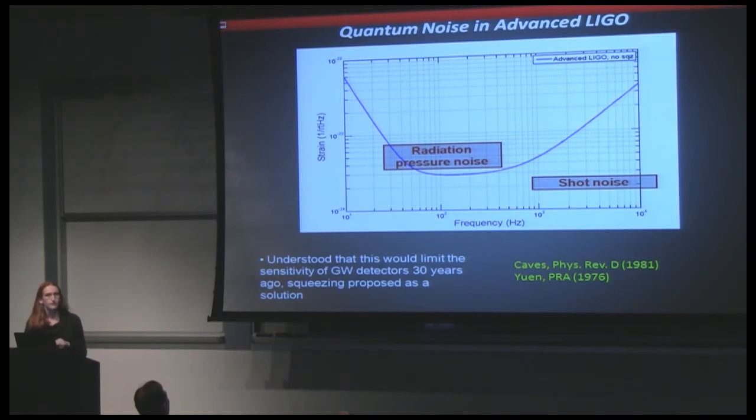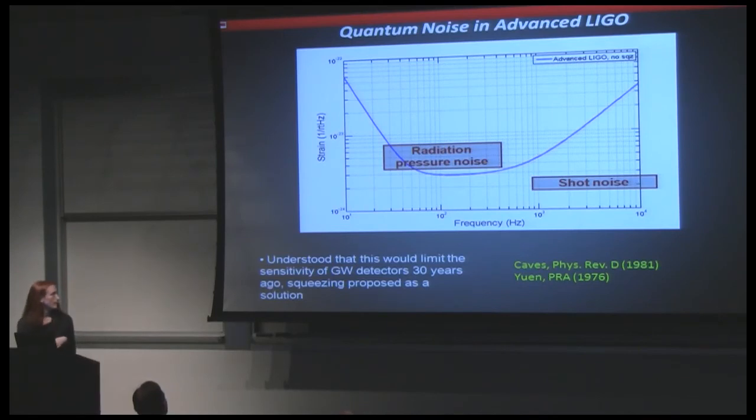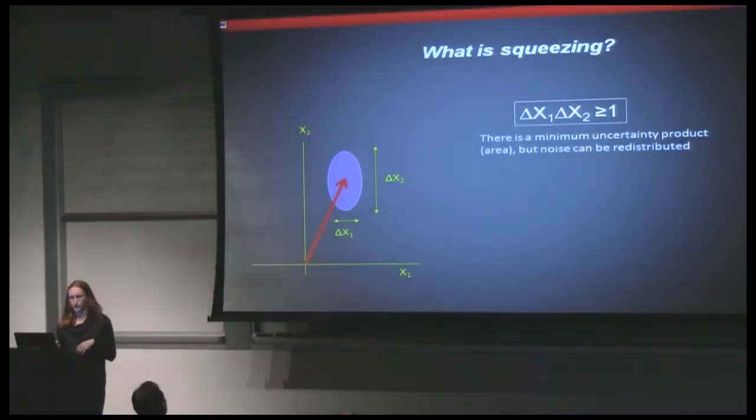At low frequencies it's radiation pressure noise. So the shot noise comes from random photon arrival times, so from phase noise, and then at low frequencies, the amplitude noise moves the test masses, so that causes a radiation pressure noise. So it was understood over 30 years ago, as Rana said, that this would limit the sensitivity of gravitational wave detectors. So squeezing was proposed as a solution that long ago, and now we're finally able to use it.